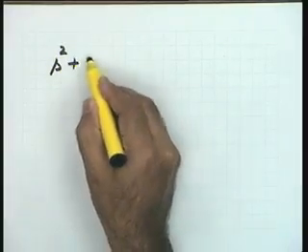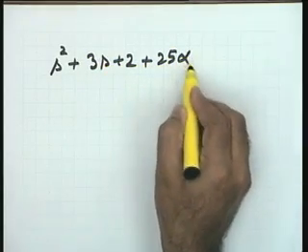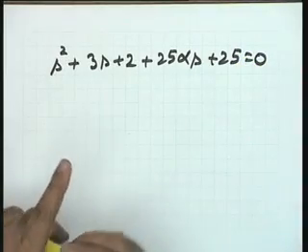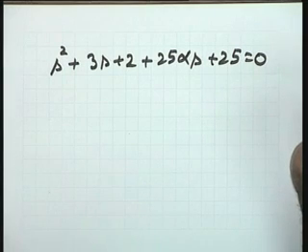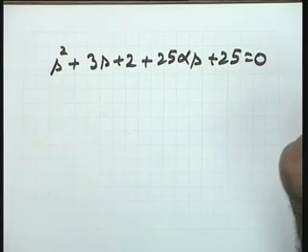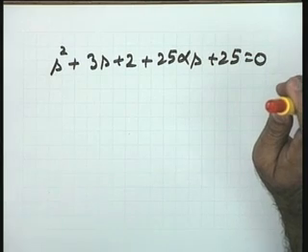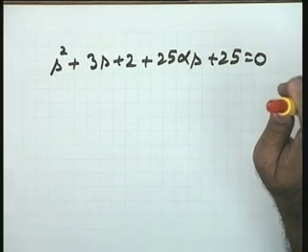Help me please, what will be the characteristic equation of the system? The characteristic equation of the system you can easily see is s squared plus 3s plus 2 plus 25 alpha s plus 25 equal to 0. Look at your notes please. You will find that this is the characteristic equation of the system. So now what is the parameter which is under variation? It is alpha, the tachometric constant, the damping factor which is under variation.